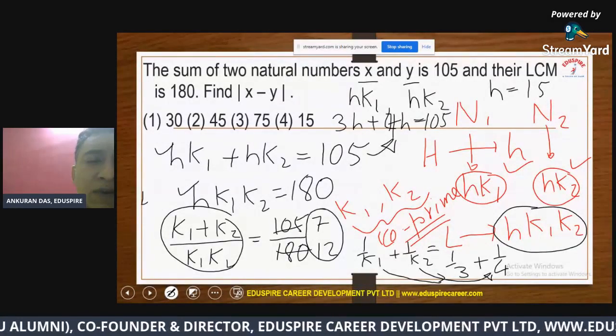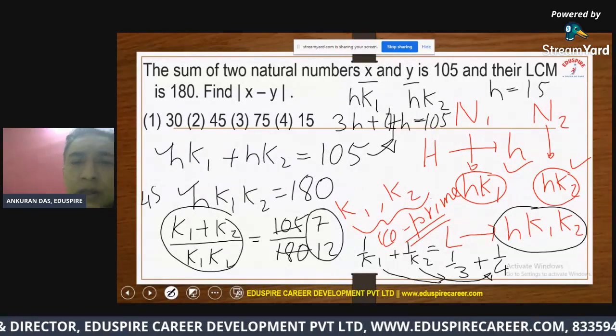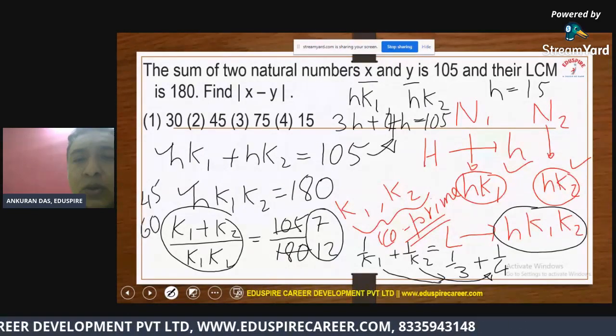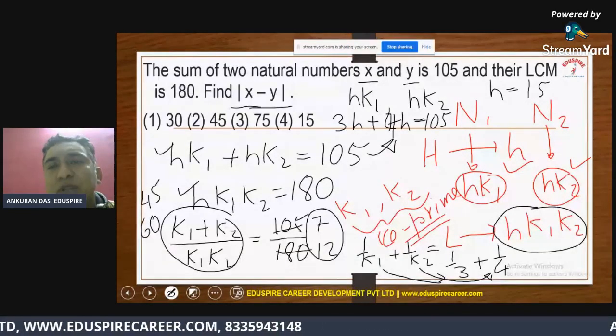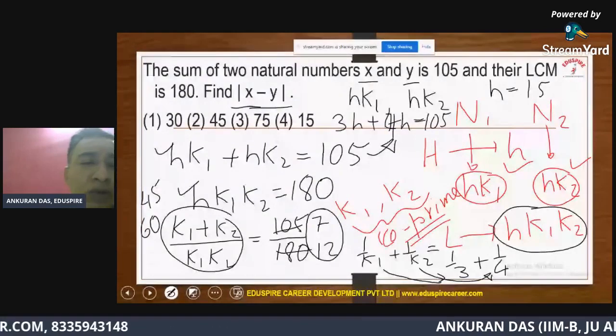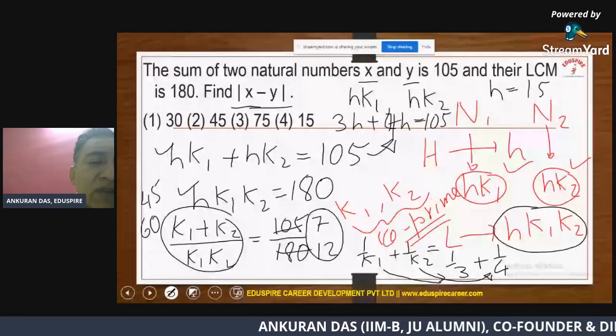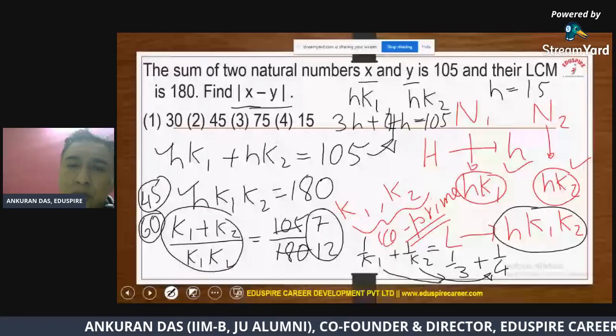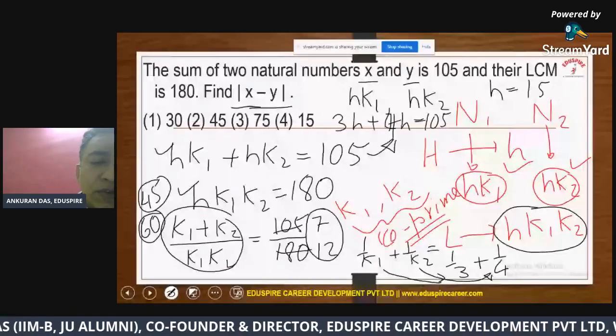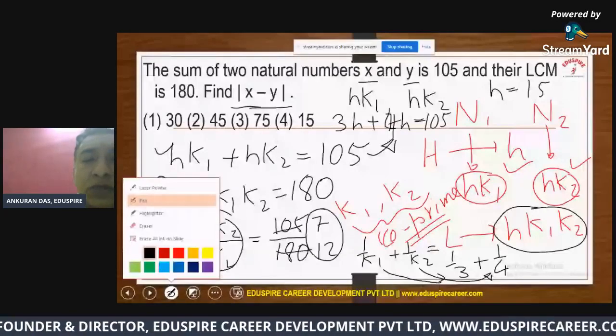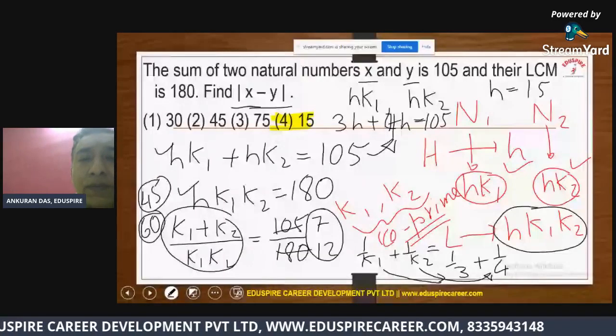All right, now this sign represents modulus, which means the difference between x and y. So we got the values of x as 45 and y as 60. So of course the difference has to be 15. All right, so your answer to this question will be 15. That is option number 4. Yes.